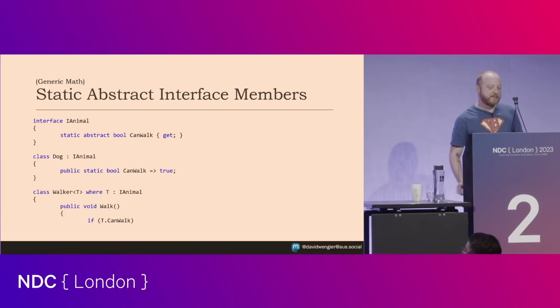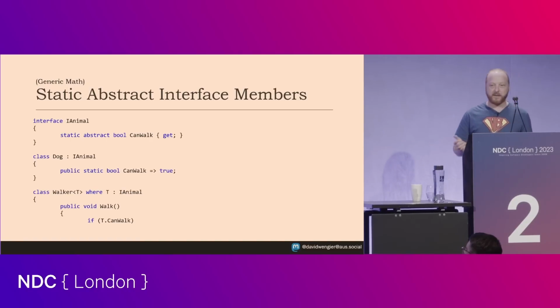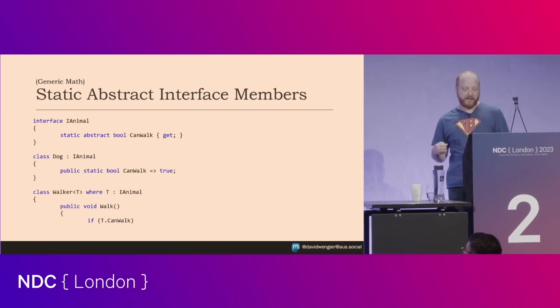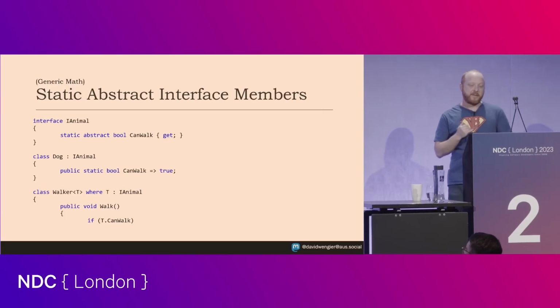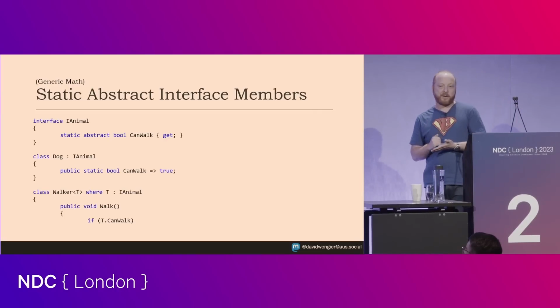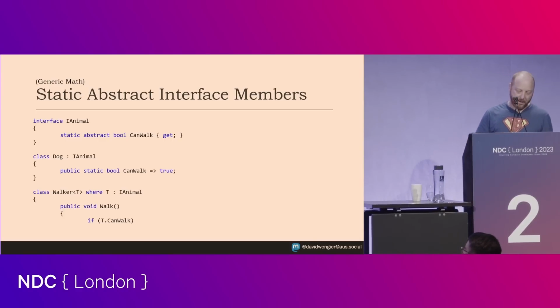But anyway, what this does is it lets you define a method on an interface and say that it's static. And then just like every other method on an interface, normally, anyone implementing that interface has to implement that member. And they have to implement it as a static member. So in this case, we have a property called canWalk on IAnimal. So anything that implements IAnimal has to have a static property called canWalk. That's the compiler feature. It's not super exciting.